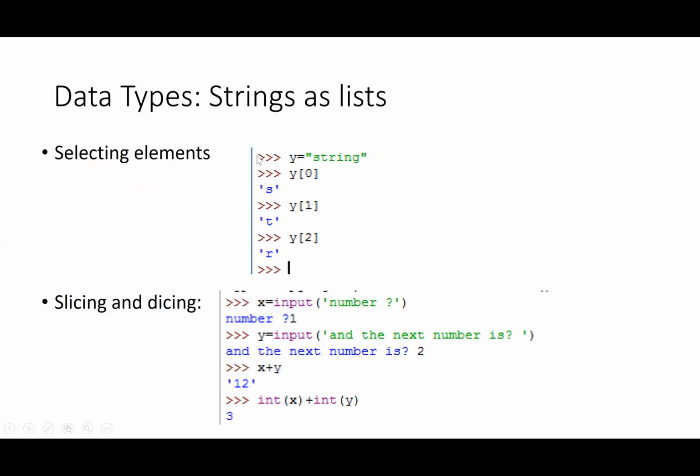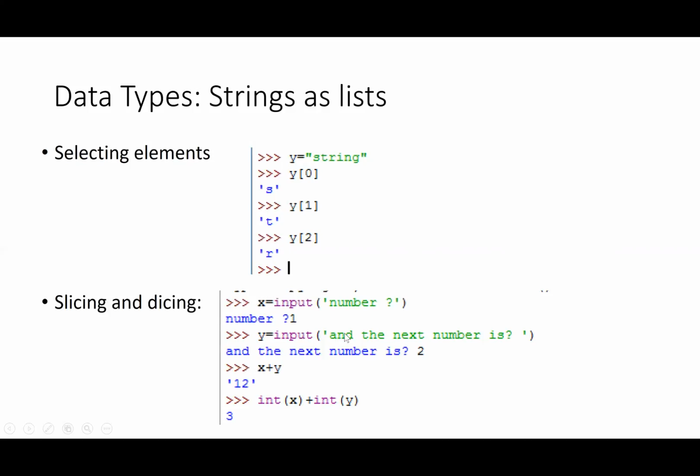Strings are also lists. They're lists, of course, of single characters, although Python doesn't use the character variable per se. And you can see if I define y to be this string that says a string, if I then type the 0th element, I get an s, the first element a t, the second element an r, and so on. So that's actually element 1, 2, and 3, but the index is 0, 1, 2.